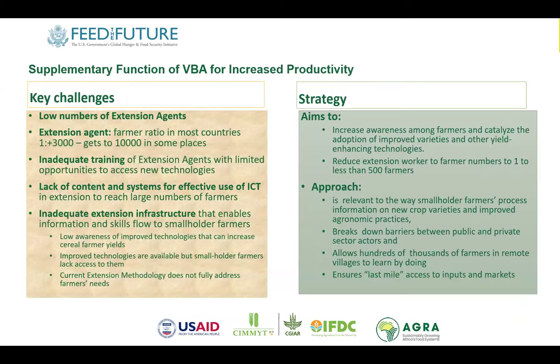So I will focus on the strategy, because I already mentioned the challenges affecting the agriculture sector. In terms of the strategy, we're trying to see how we can increase awareness among small farmers on yield-enhancing technologies, using different methods, particularly through the conduct of VBAs, to reduce the extension-to-farmer ratio.